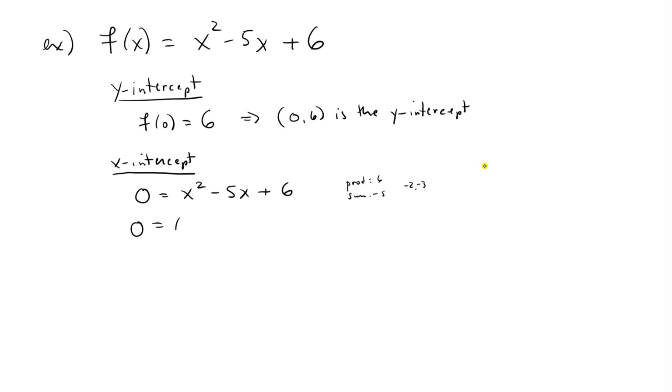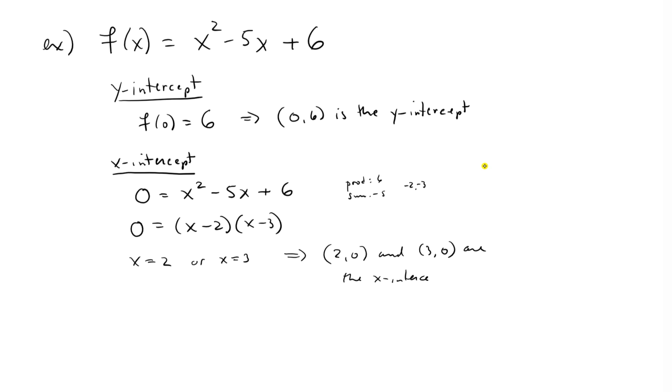So we can immediately write down our factors. x minus 2, x minus 3 is equal to 0, which means that x is equal to 2 or x is equal to 3. So immediately we've got our x-intercepts. We've got (2, 0) and (3, 0) as the x-intercepts. Okay, that's pretty good. What's the vertex?